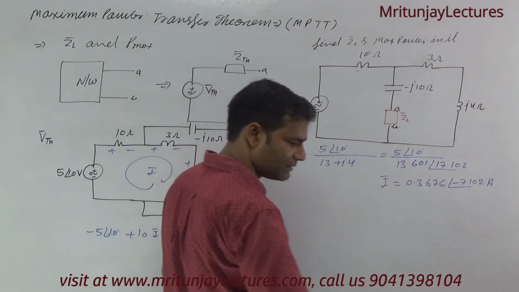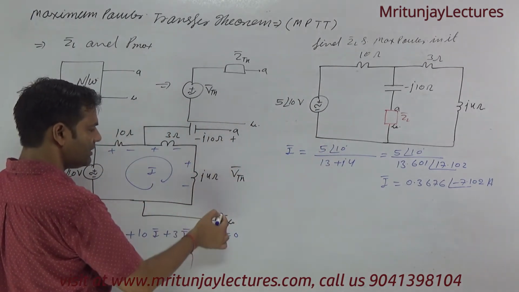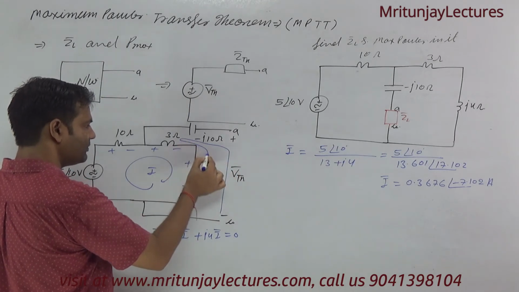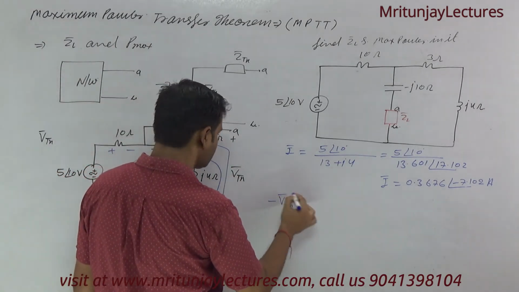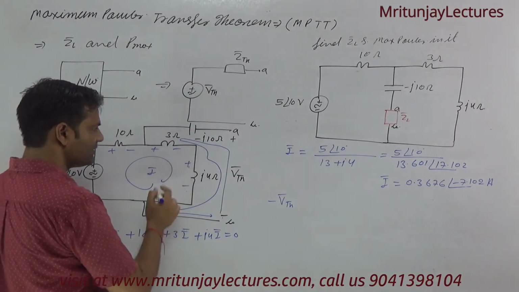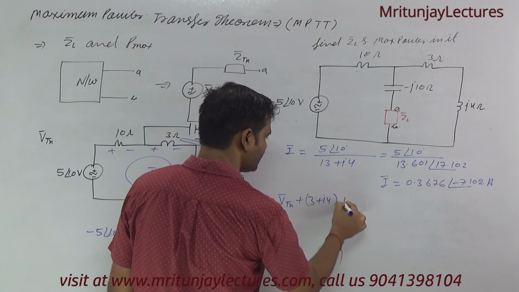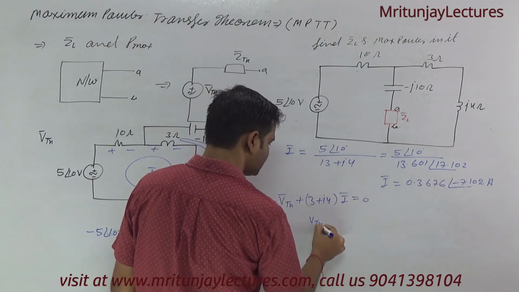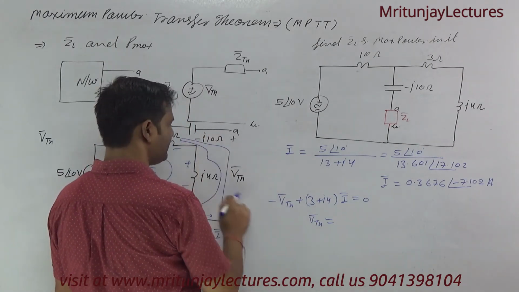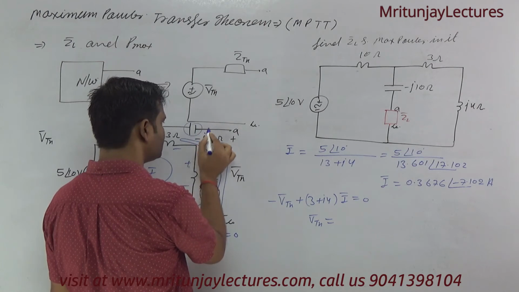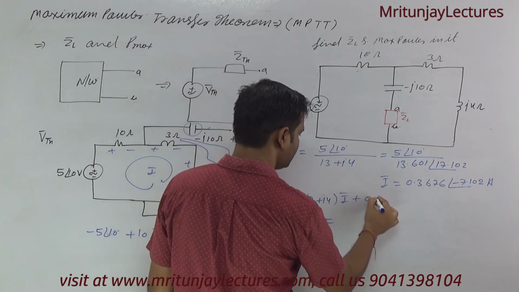Our next target is VTH. So apply KVL at that loop: minus to plus, minus VTH, and from plus to minus, plus 3 plus J4 into I, this will equal 0. So VTH will equal 3 plus J4 into I. The voltage across this one is 0 because no current flows here. So if you want to retain, then 0.